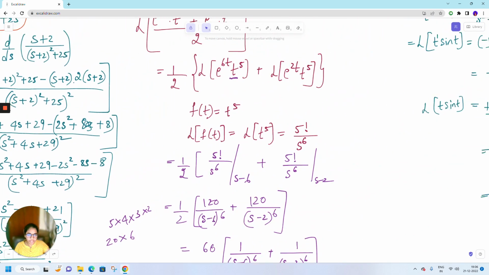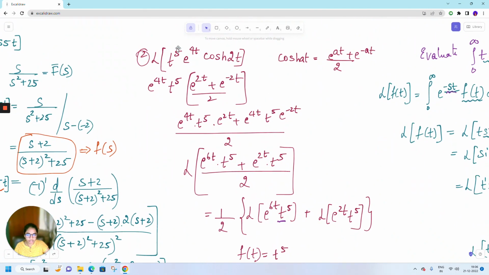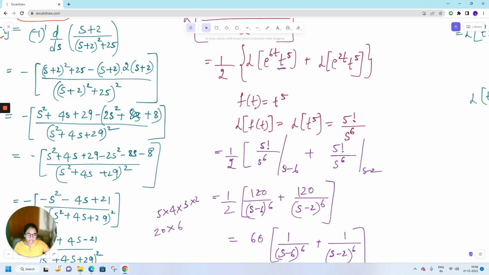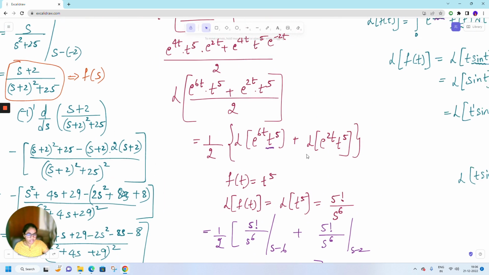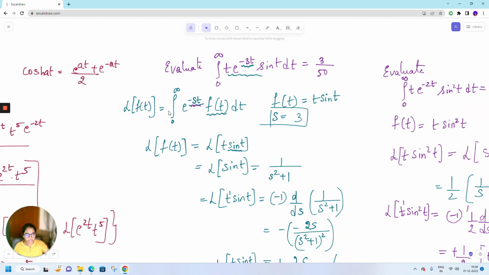The same thing I did with the second question. But in the second question, I had t to the power 5. So it becomes complicated, right, to differentiate it 5 times. So I used the trigonometric formula of cos hyperbolic 2t. I did some simplifications. I arrived at a point where I could take t power 5 only as a function. And then I simplified it, as you can see. And then we solved. Yes, they had asked us to evaluate the given question: t e power minus 3t sin t dt is equal to 3 divided by 50.